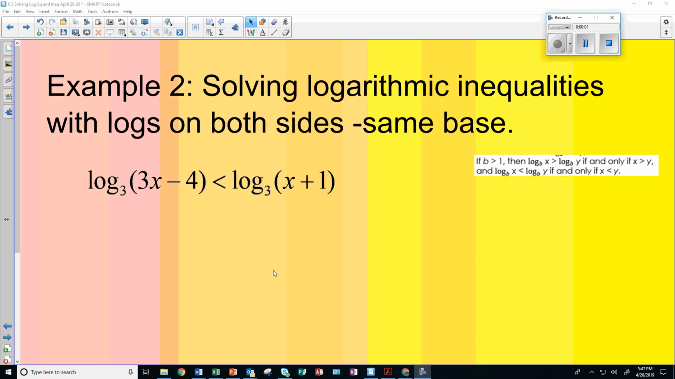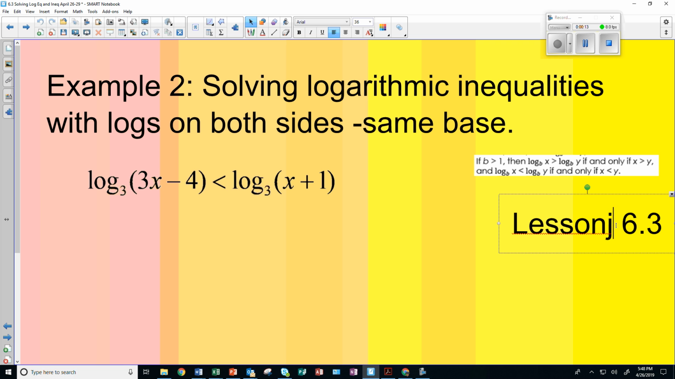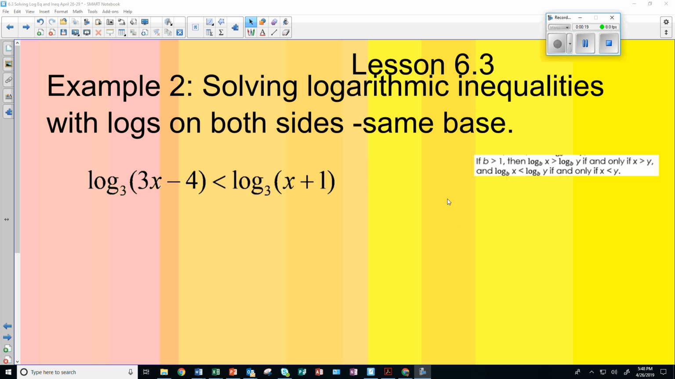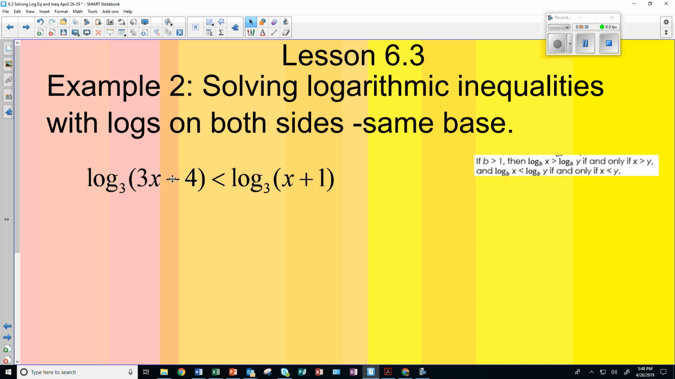Okay, here's the video for example number 2, which is also lesson 6.3. Looks like I misspelled it again. Lesson 6.3 again. In this example, we'll be solving a logarithmic inequality with logarithms on both sides, same base. So here's an example.